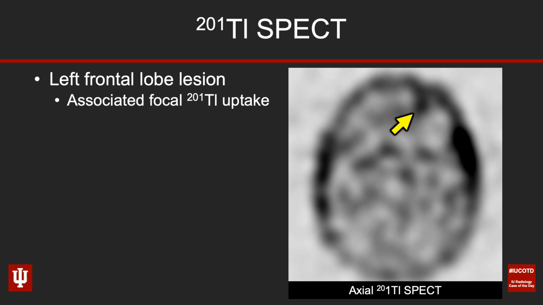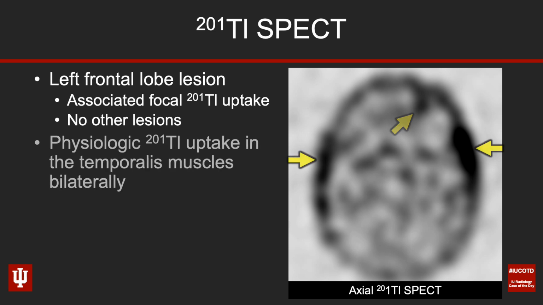Next, we take a look at the axial thallium SPECT, and we can see that there's associated marked thallium uptake with this lesion. And as we look around, we can see there are no other lesions. Now you may wonder what's going on out at the periphery on both sides. We can see that there's physiologic thallium 201 uptake within the temporalis muscles bilaterally.